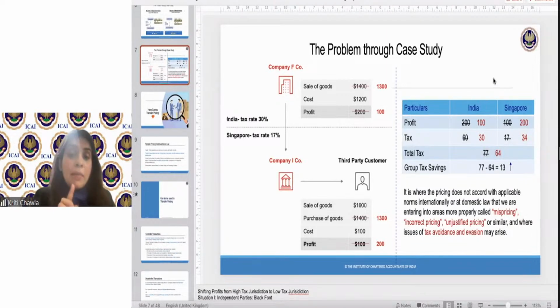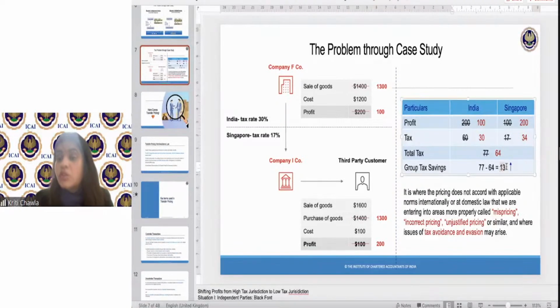So what happened was, just because they were able to influence this particular price, which is $1,400 initially, and now they're transacting at $100 less, which is $1,300, they were able to bring the group tax down to 64 rupees. So there is a group tax saving of 13 rupees. And this particular tax saving happened only because they did not transact at an open market price.